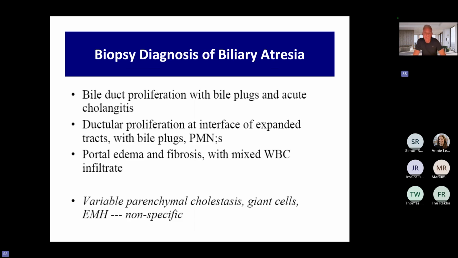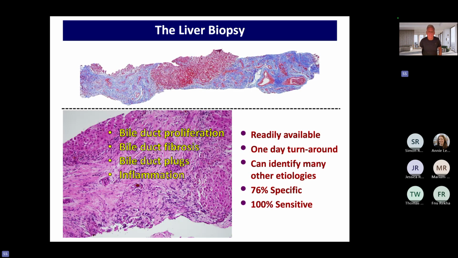What we typically do for the diagnosis is a biopsy. And we're looking for bile duct proliferation with bile plugs and evidence of cholangitis. And we see ductular proliferation at the interface of the expanded tracts with bile plugs. Usually it's a mixed inflammatory infiltrate. There's usually portal edema and fibrosis, again, with a mixed infiltrate. Bile ductular proliferation is the key finding here.